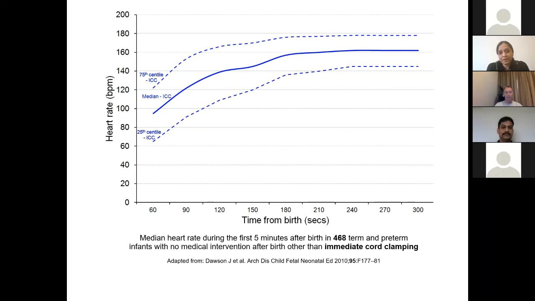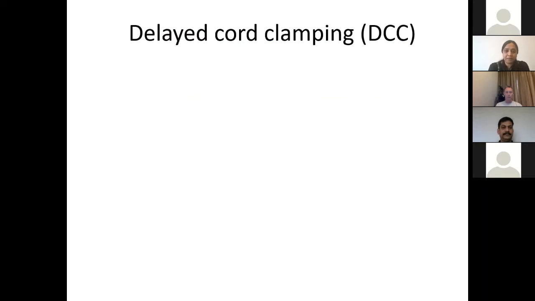Okay, so this was a publication from 2010, and if you look at the time from birth as the breathing's established and look at the heart rate, as soon as the cord's clamped, you can see the heart rate drops, and then it takes a little while for the heart rate to come back up. Okay, so this is with immediate cord clamping.